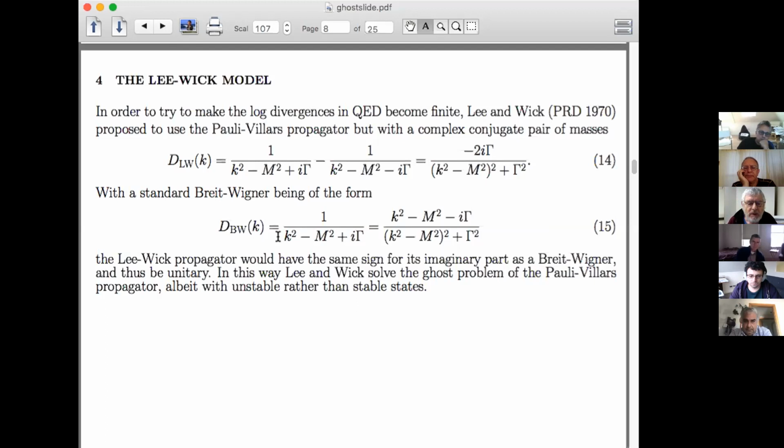And if you just compare that with the standard Breit-Wigner, 1 over k squared minus m squared plus i gamma only, just the first term, its imaginary part is negative, just like the imaginary part of the Lee-Wick propagator, and therefore this is now a unitary theory. And so they argued that they can make the Pauli-Villars propagator unitary. They solved the ghost problem, but only with unstable rather than stable states.